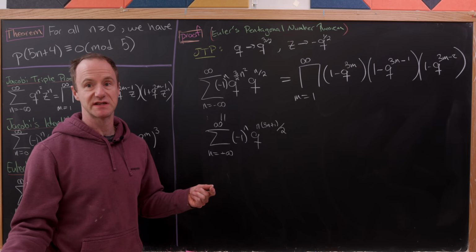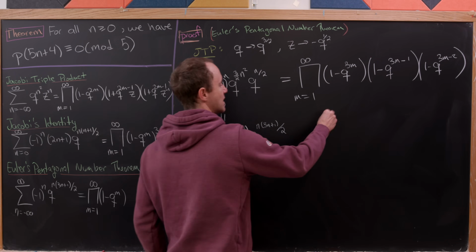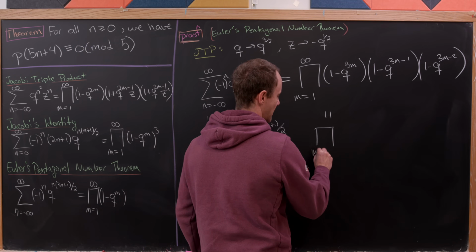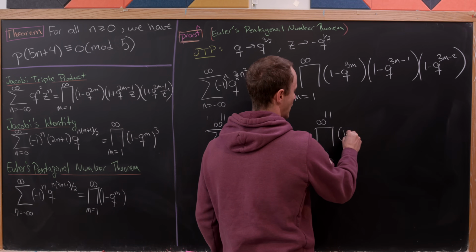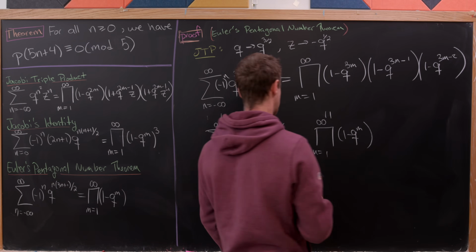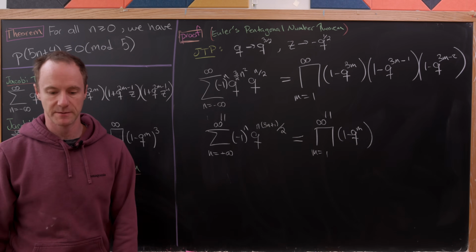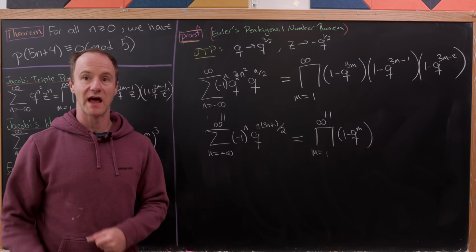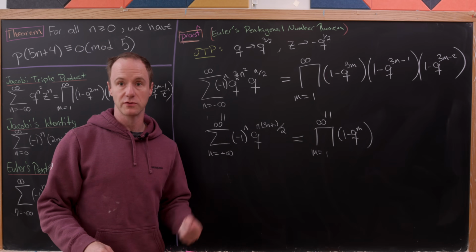So that means we can just simply put this together all into one piece, and we'll have this product as m goes from 1 to infinity of 1 minus q to the m, which is exactly where we wanted to end up. Okay, so now that we've got everything in order, let's prove this result.